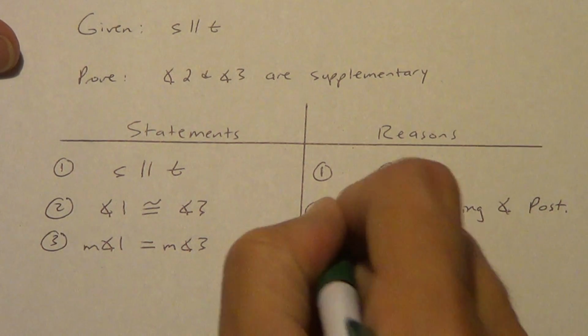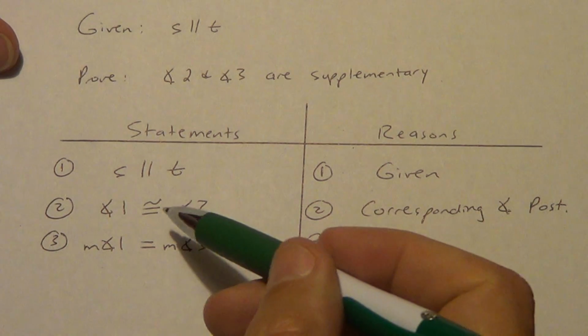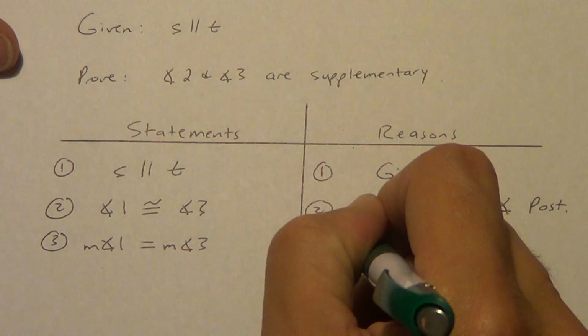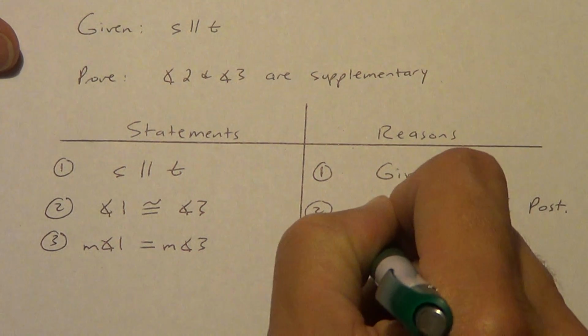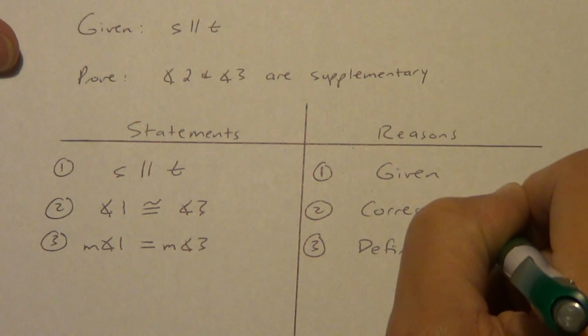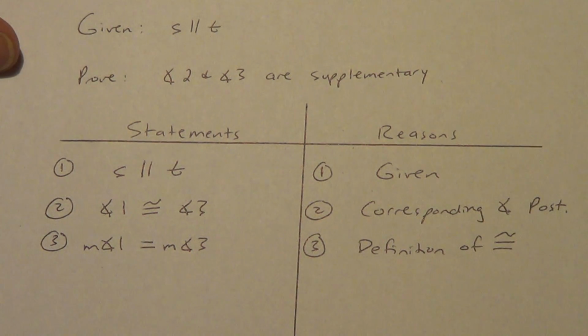And remember, I told you, you've got to know this. Anytime we switch from congruent to equals or equal to congruent, it's called the definition of congruence. You've got to know that one. We're going to use it quite a bit.